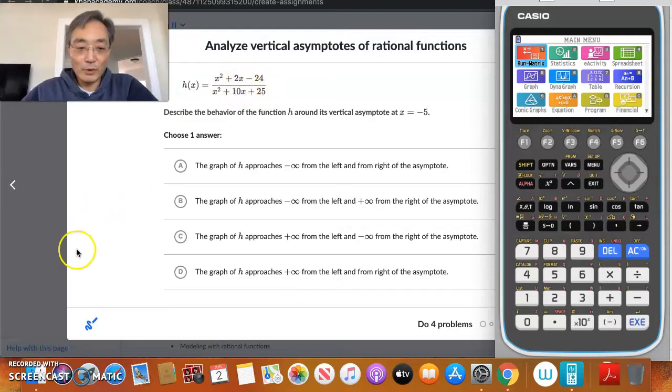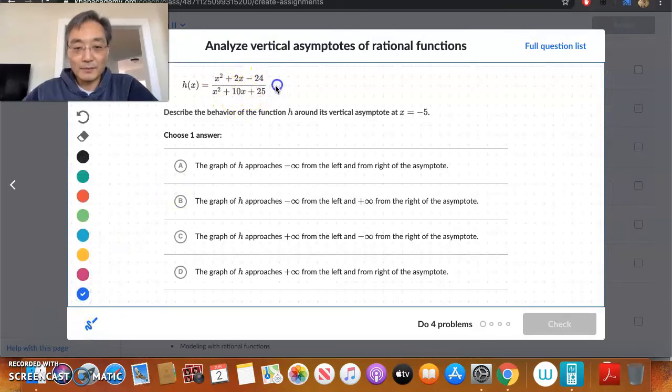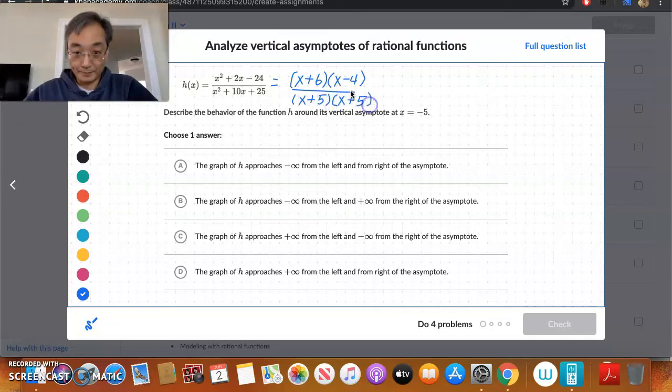So real quickly, just as a review, let's factor this thing. We have x squared plus something, 24, so it's going to be 8 and 3, no, 6 and 4, right? So it looks like it's going to be x plus 6, x minus 4, over, and then this is a perfect square trinomial, so it's just going to be x plus 5 and x plus 5. Okay?